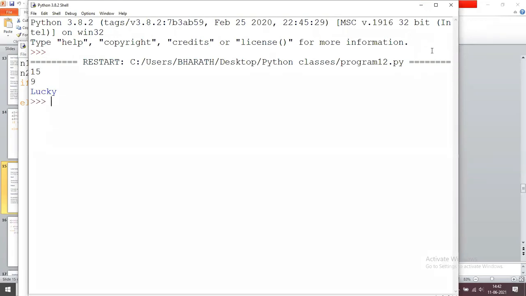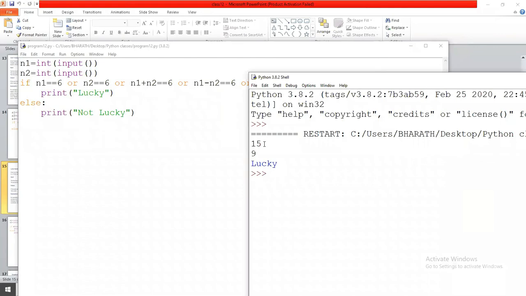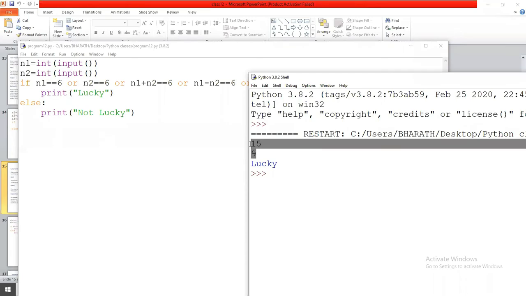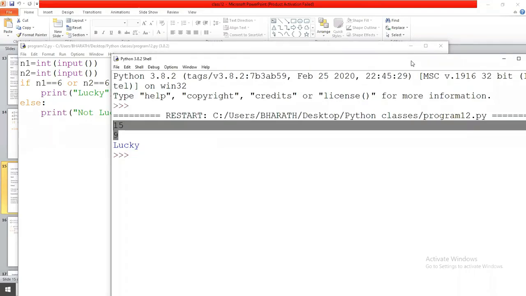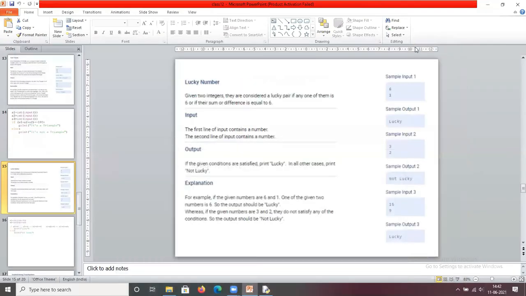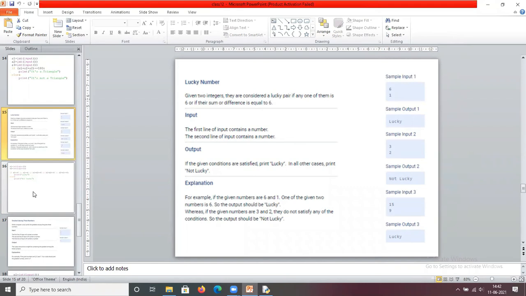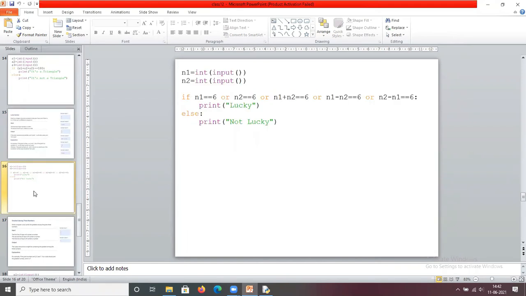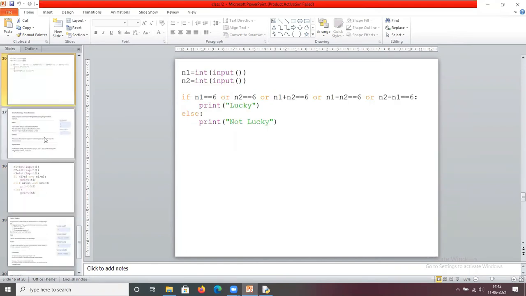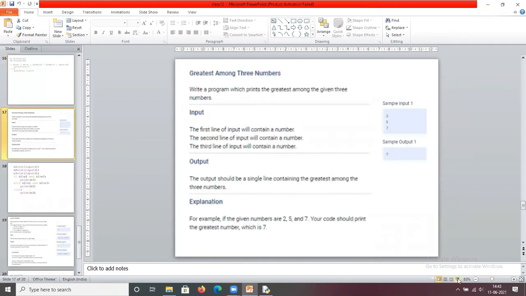So why? This is n1 not equal to 6, n2 not equal to 6, n1 plus n2 not equal to 6, but 15 minus 9 equals 6. So we are going to print lucky as output. Okay. So this is the solution. So next program.